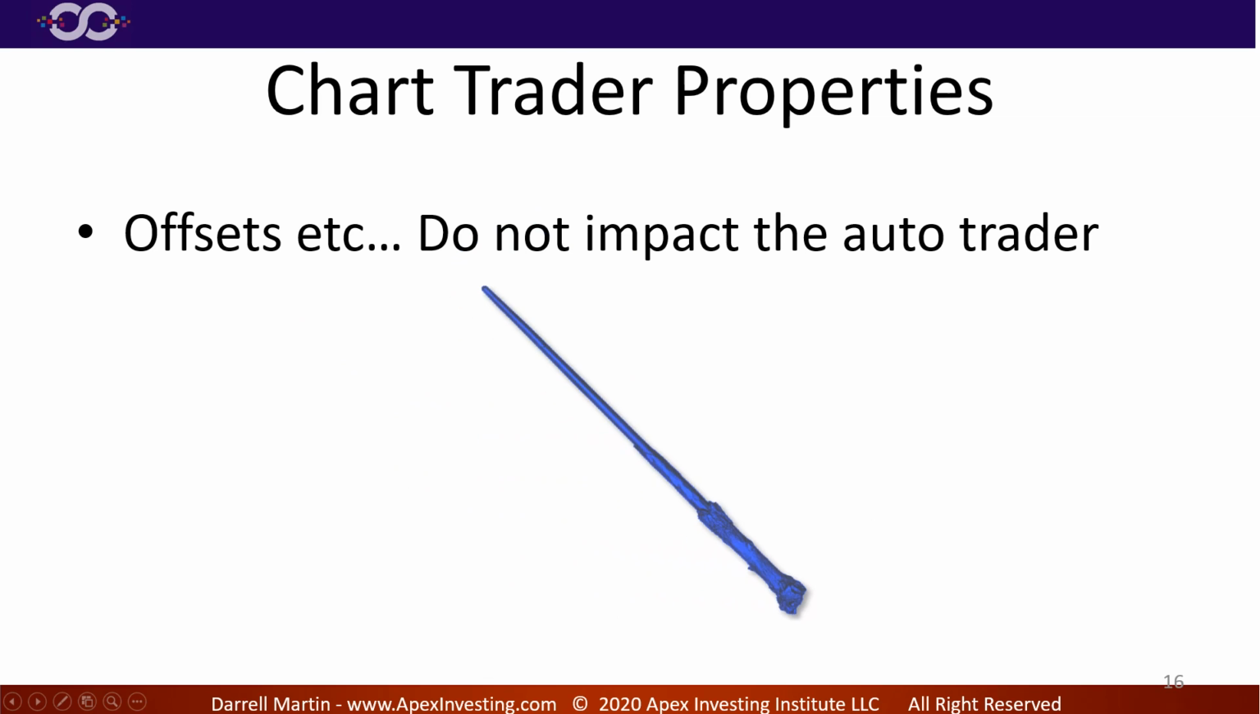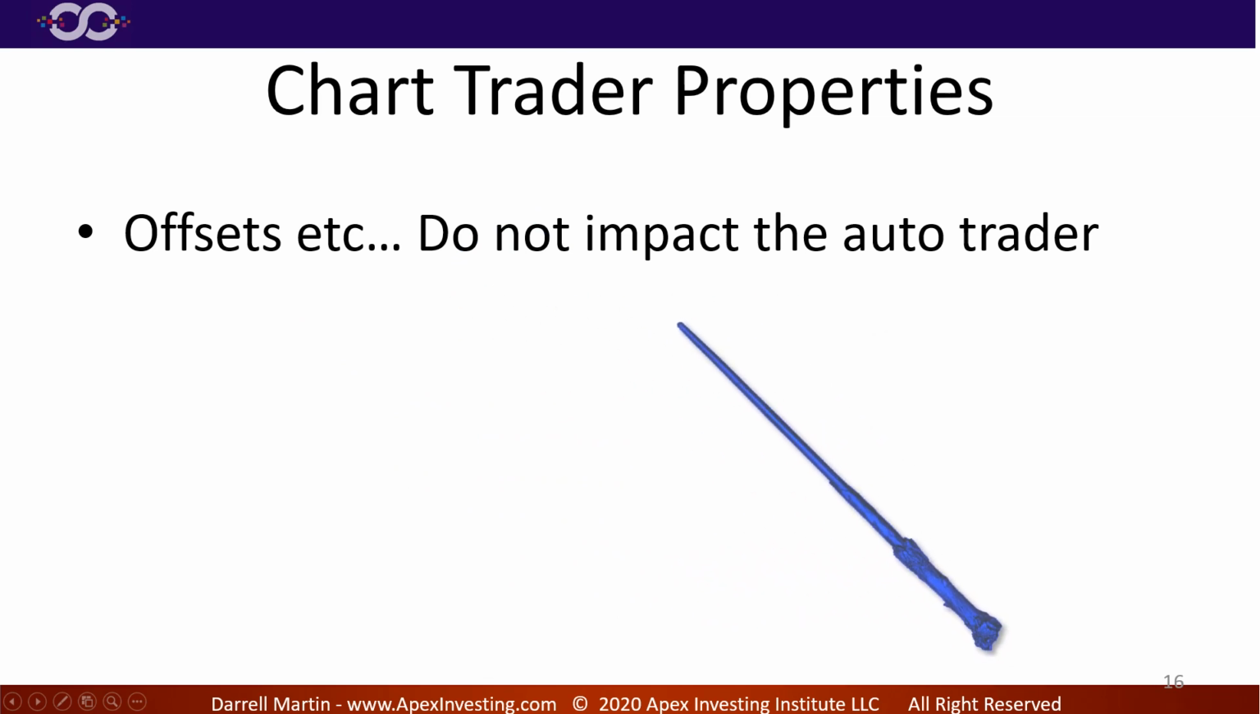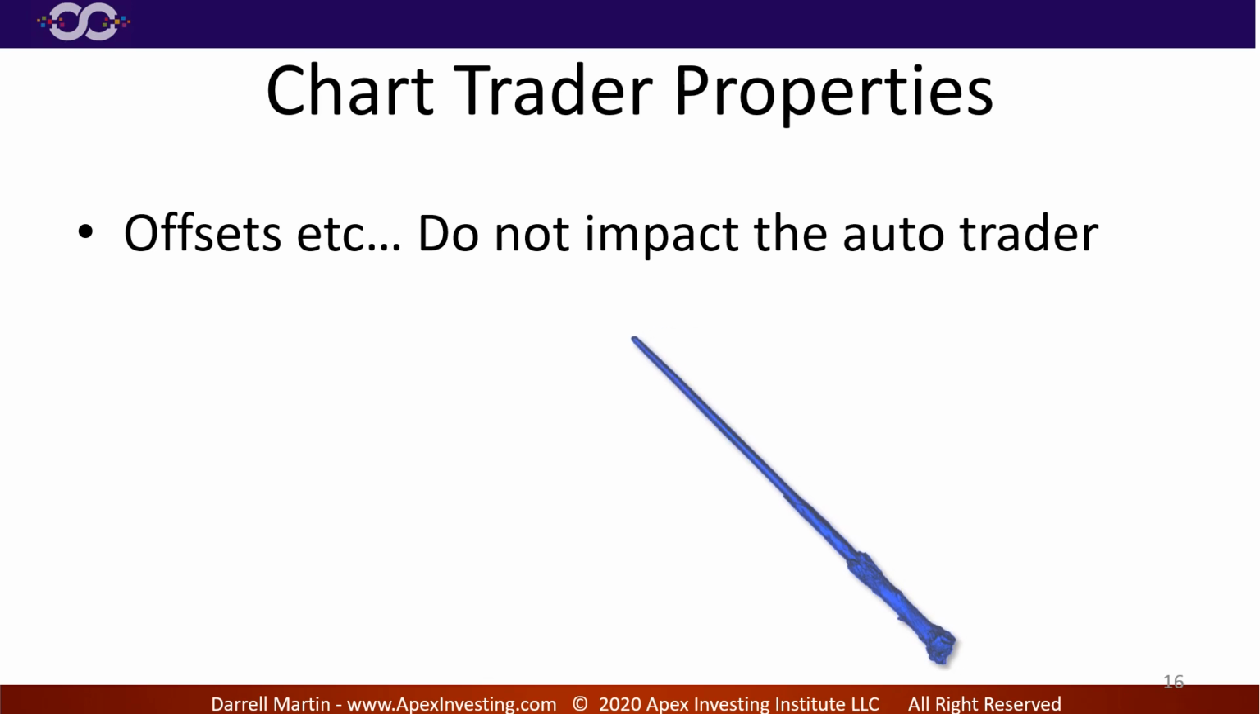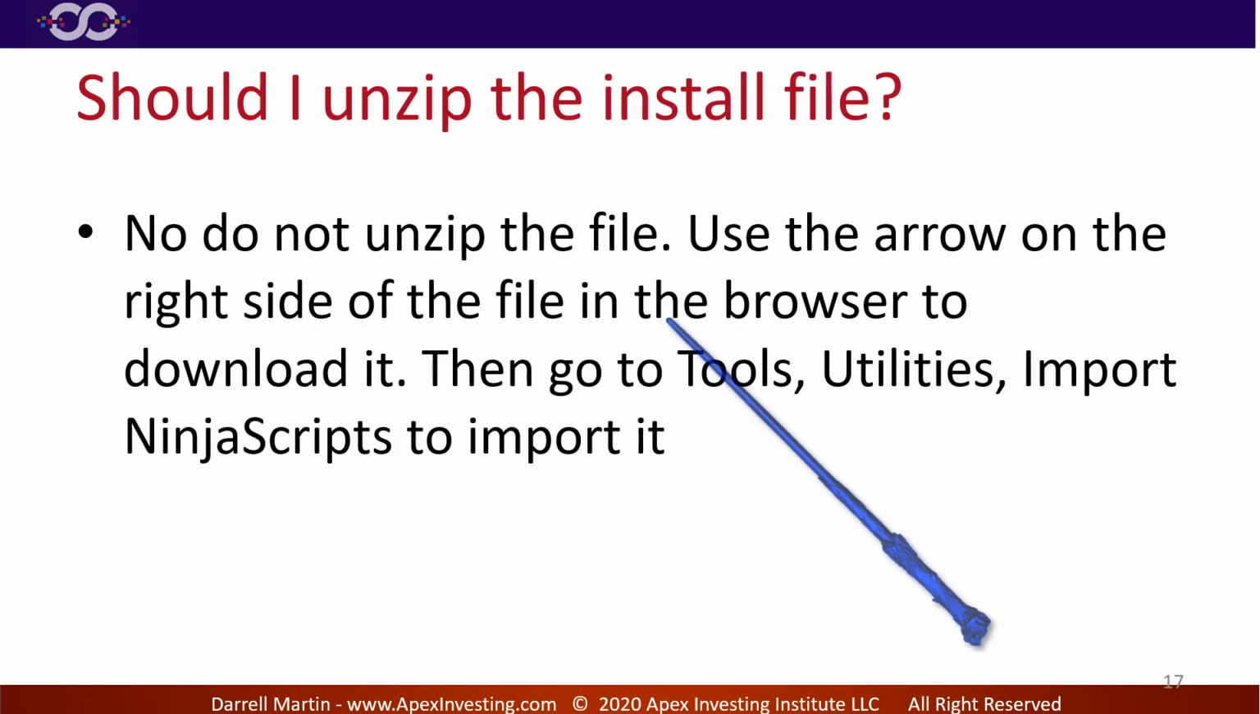Things like offsets and stuff like that do not impact the auto trader at all. So you can edit your chart trader properties all you want. It will not impact the auto trader. Some people think, well, if I edit my chart trader and get myself a bigger offset, that'll change it. No, it won't. You actually have to edit in Markers Plus. If you have a question about editing that in Markers Plus, then ask inside the Skype room. But it will not impact the auto trader.